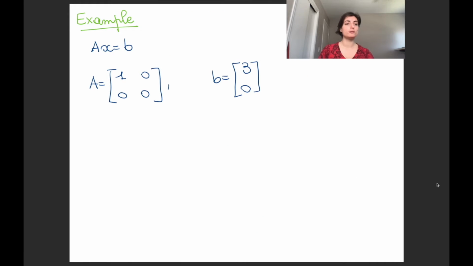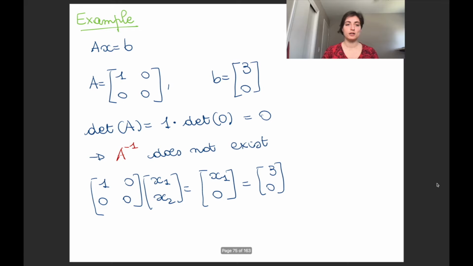So let's look at an example. Ax = B. A is a 2 by 2 matrix with 1 in the first element and 0 everywhere else, and B is equal to (3, 0). The determinant of A, you can compute very simply. It's 1 times the determinant of 0, so it's 0. So the inverse does not exist.